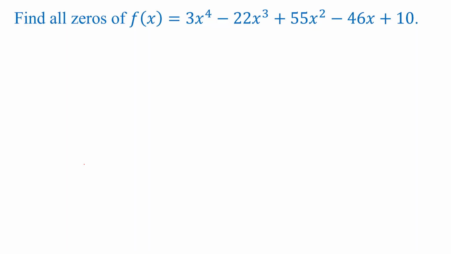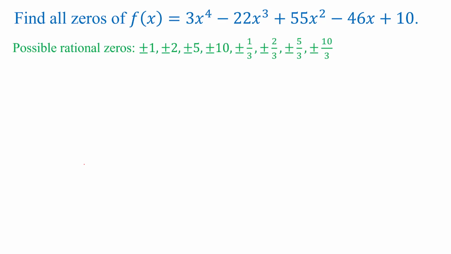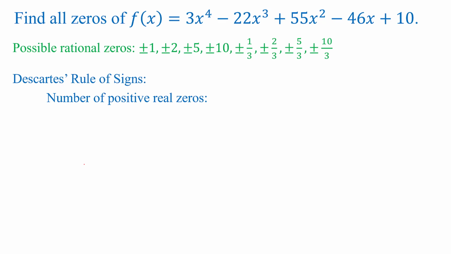Now, find all zeros of f of x equals 3x to the 4th minus 22x cubed plus 55x squared minus 46x plus 10. As always, we start by finding possible rational zeros of plus or minus 1, plus or minus 2, plus or minus 5, plus or minus 10, plus or minus 1/3, plus or minus 2/3, plus or minus 5/3, plus or minus 10/3. We will use Descartes' rule of signs to help us out here. It's certainly not required to use Descartes' rule of signs, and you can skip that if you like. But in this case, we'll find that it helps to eliminate some of these possible rational zeros.